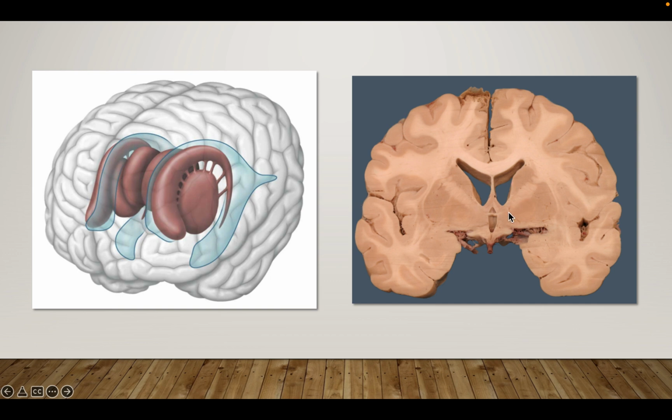If we look over here on the right, we can see this little cluster of gray matter as being the caudate nucleus, and then a little bit lower you can see the putamen. Now, the term caudate refers to tail, and if you look at this image on the left again, it sweeps around and ends in a tail-like shape, and so it's referred to as the caudate.